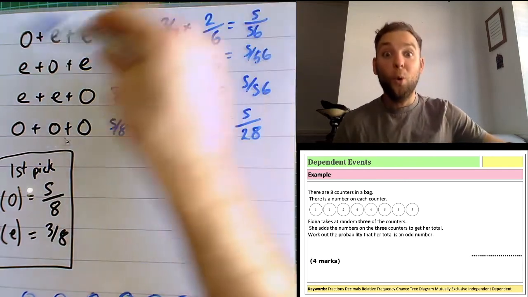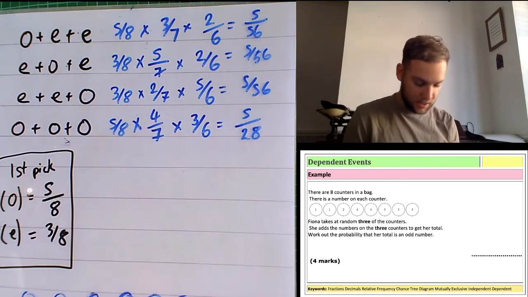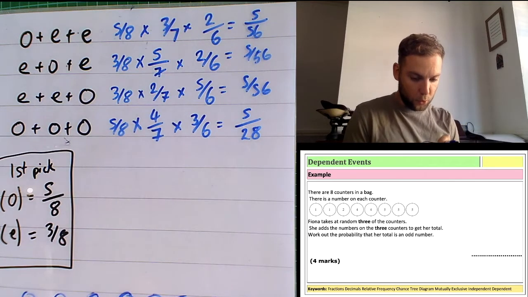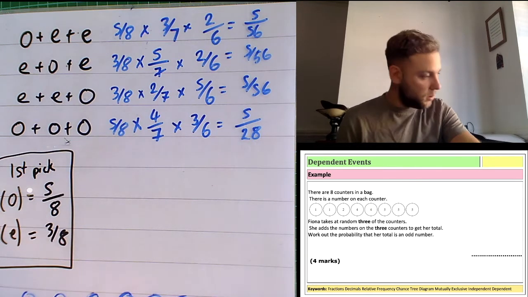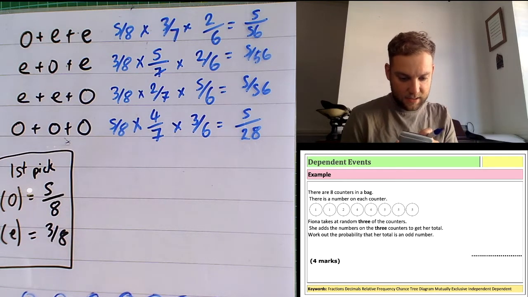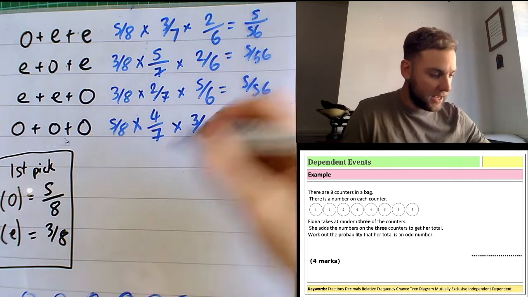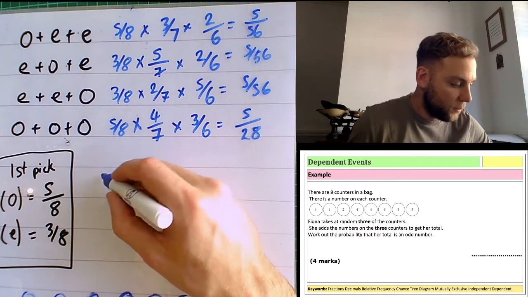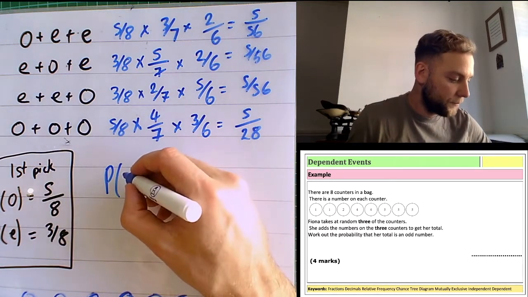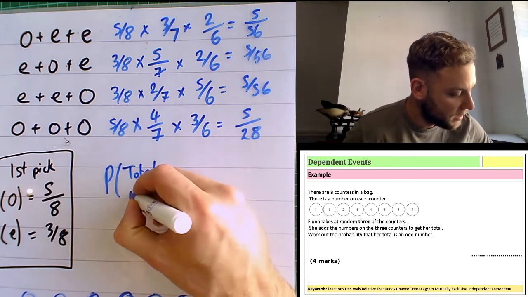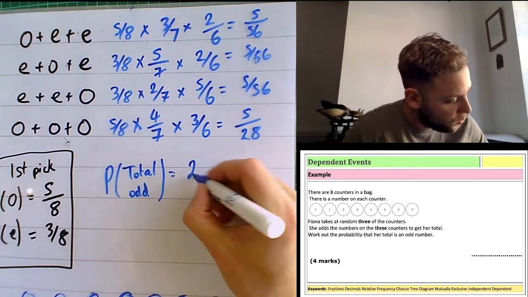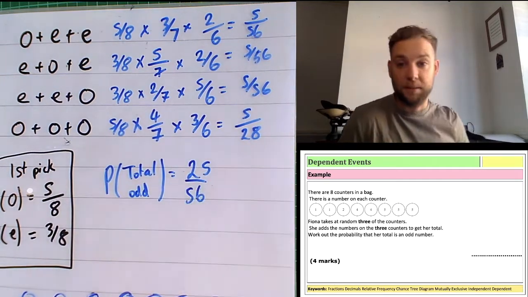Now, if we want the probability of all of these things happening, then we need to add them all together. So it's going to be 5 out of 28 plus 5 over 56 times by 3, because there's 3 of them, okay? Or you could just add them all together. So just add all of these, and that's equal to the probability that the total is odd. The probability that a total is odd is equal to 25 out of 56. And that's simplified down there.